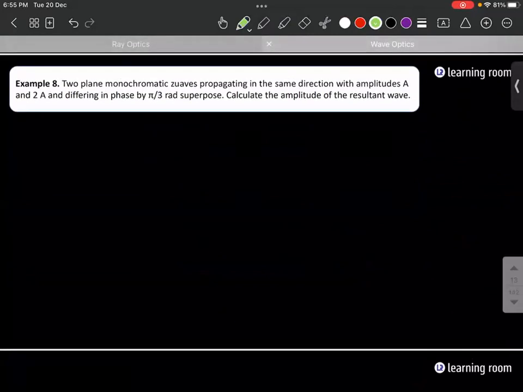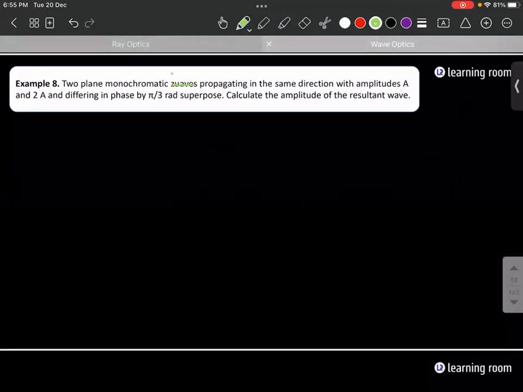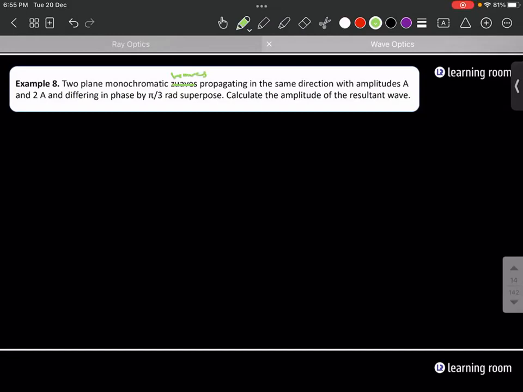See, listen. There are two plane monochromatic waves propagating in the same direction with amplitude A. So A1 is capital A and A2 is 2A, and the phase difference is going to be pi by 3. Calculate the amplitude of the resultant wave.